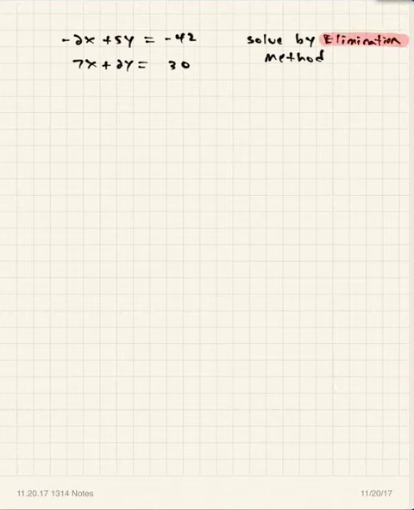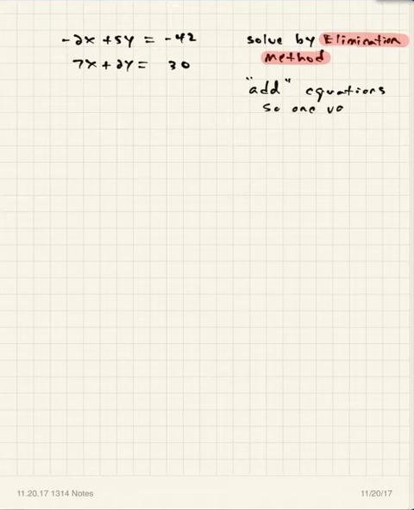All right, this is the other algebraic method. This method actually more directly ties into solving systems by matrices. Now with the elimination method, what you're trying to do is add the equations together. So add, we put that in quotes, add the equations together so one variable is eliminated.